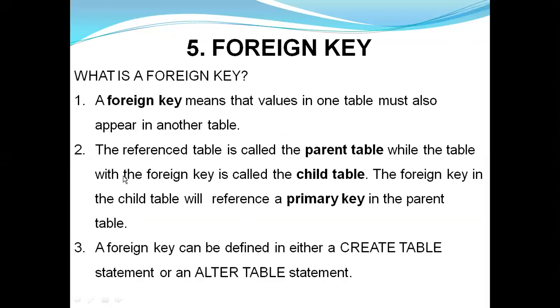So simply we can say here, foreign key means that value in one table must appear in another table. जैसे अभी हमने value 15 insert की, it is not accepted because it does not appear in its parent table. The reference table is called the parent table, while the table with foreign key is called the child table. Very simple. The child table will be referenced to a primary key in a parent table. It can be created with the help of create table statement or alter table statement.